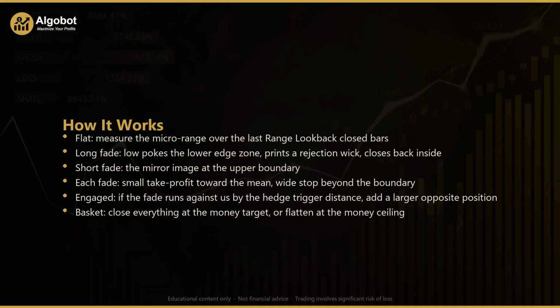Each fade carries 2 protective levels. The take profit is placed toward the mean, at the scalp TP fraction of the width, which defaults to half the range. The stop loss is placed wide, beyond the boundary, at the scalp SL fraction of the width, by default 1.2 times the range. Now the engaged state. If that lone fade runs against us by the hedge trigger fraction of the width, 60% by default, the strategy treats the range as breaking and opens a larger opposite position in the breakout direction, sized by the hedge multiplier, which defaults to 1.5 times the fade.